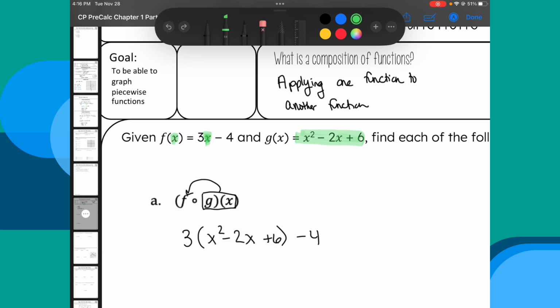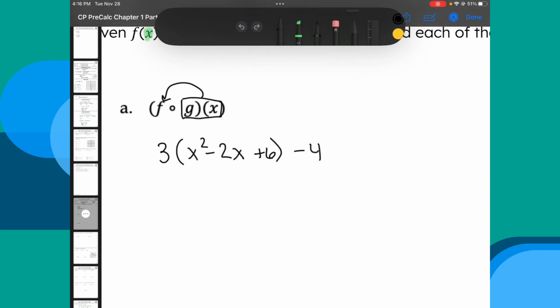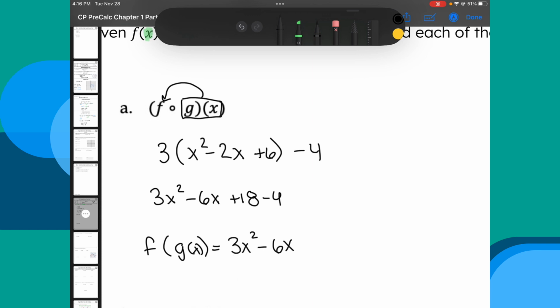You can simplify, distribute, combine like terms. So f of g of x, the other way you could write it, would be equal to 3x squared minus 6x plus 14.